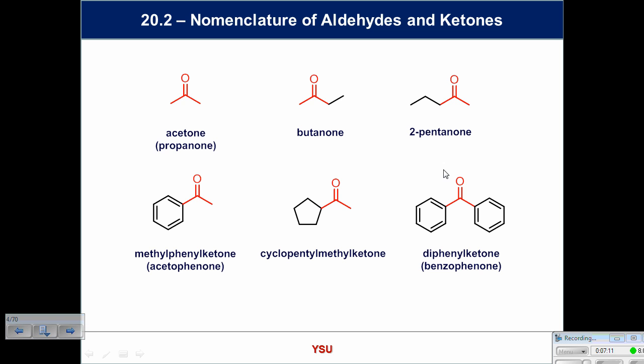You might see a couple of points worth of nomenclature on there, but what I tend to do from now on is include it in a longer question, so that you know the name to be able to do a question such as a mechanism. So be on top of this stuff.